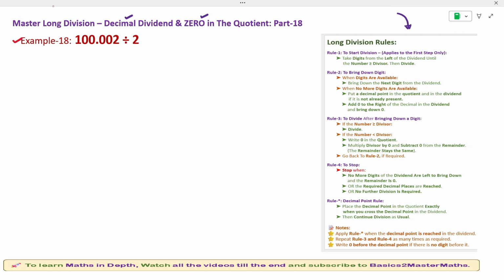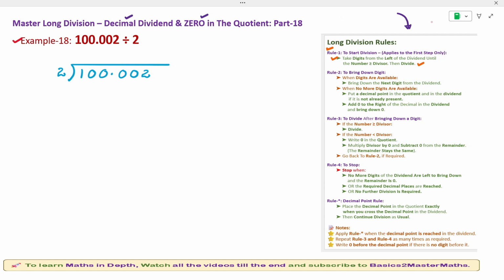Let us divide 100.002 by 2. Let us apply rule 1. Take the digits from the left of the dividend until the number is greater than or equal to the divisor. Then divide.